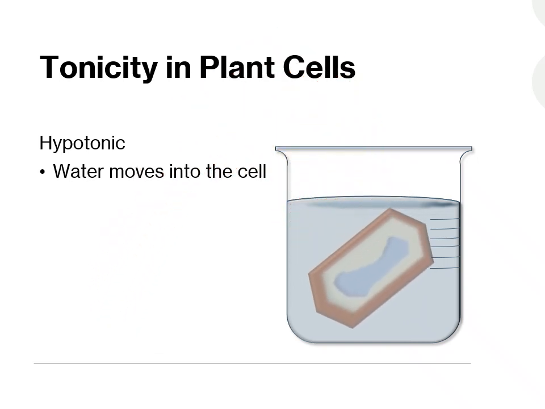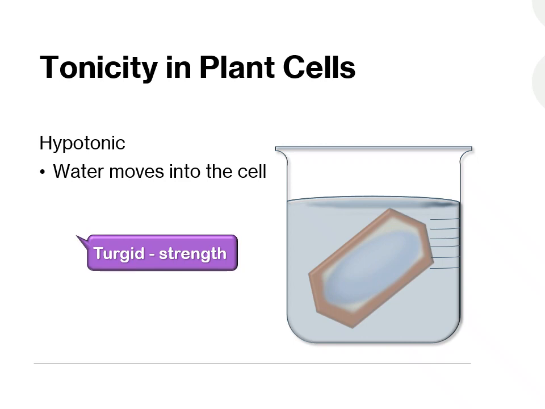Like an animal cell, a plant cell in a hypotonic solution will take on water, but unlike an animal cell, the plant cell has a rigid wall that will prevent it from rupturing. The excess water will be stored in the central vacuole, which will then create turgor pressure outwards against the cell wall, giving the plant rigidity and strength, making this the ideal situation for plant cells.